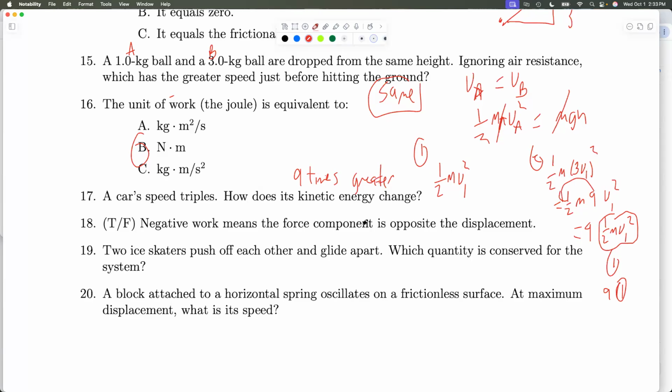Or you could have just worked this out in your head. Kinetic energy goes like V squared. If you make the velocity 3 times bigger, you get 9 times the energy. If you make the velocity half, you'll get 1/4 the original kinetic energy. Negative work does mean the force is opposite of displacement. The component of force parallel to displacement.